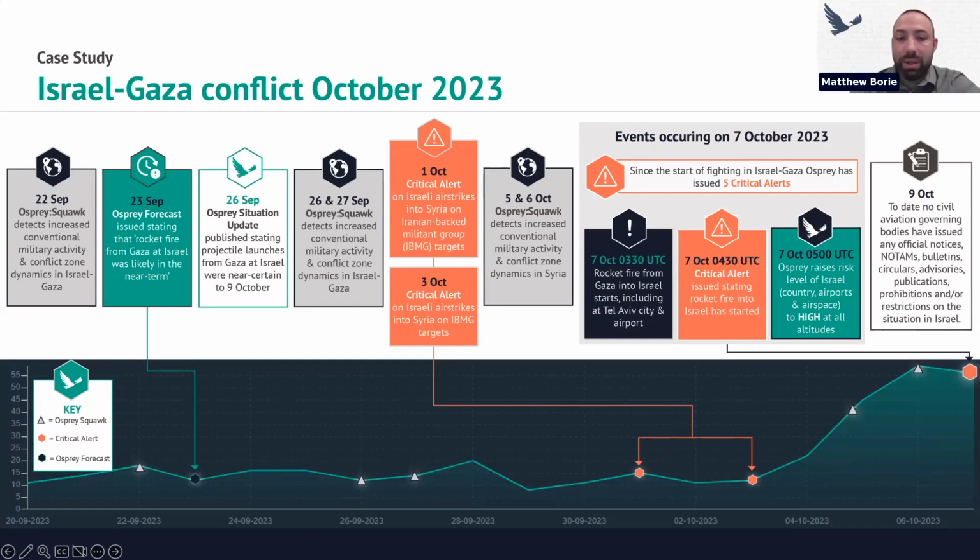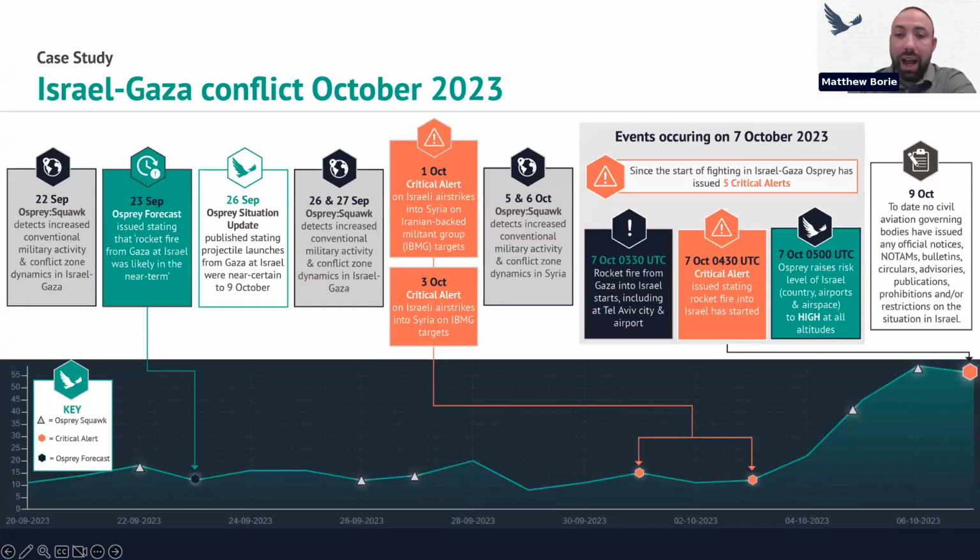What was different this time, as I discussed earlier when we went through the case study, is there was a very flat level of activity happening in the weeks leading up to this. Though Osprey's anomaly detections and forecasts were still able to give some clarity to operators that the situation, while it may have appeared normal from a day-to-day activity perspective, was not the same as what we had seen in the weeks and months prior, which is why we issued a forecast, and which is why we said that the rocket fire and drone launches into southern Israel was likely in a 2-week period.